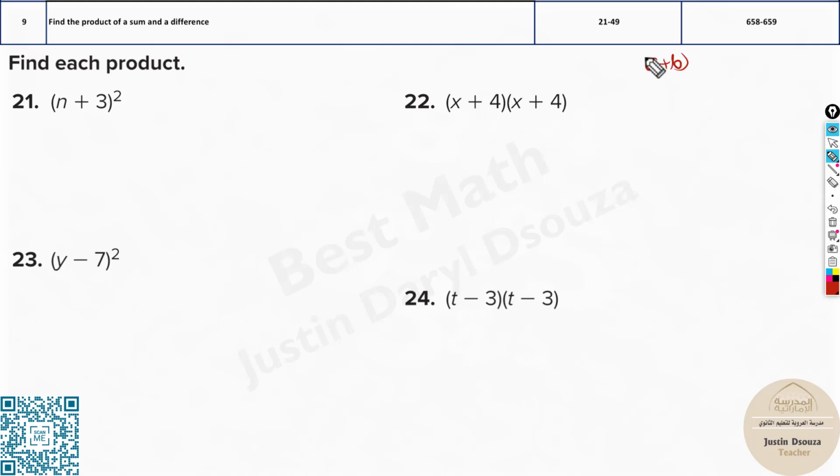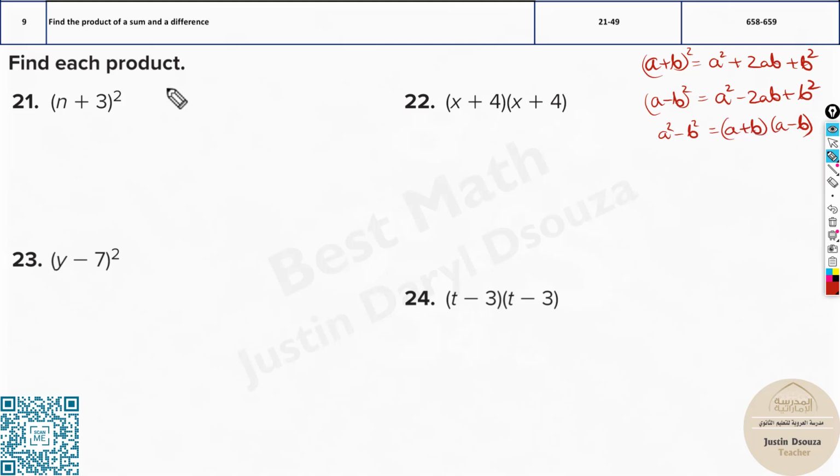(a + b) squared would be equal to a squared plus 2ab plus b squared. That's first. Next one will be (a - b) squared, which will be equal to a squared minus 2ab plus b squared. And lastly, a squared minus b squared, we can write as (a + b)(a - b). So these are the formulas.